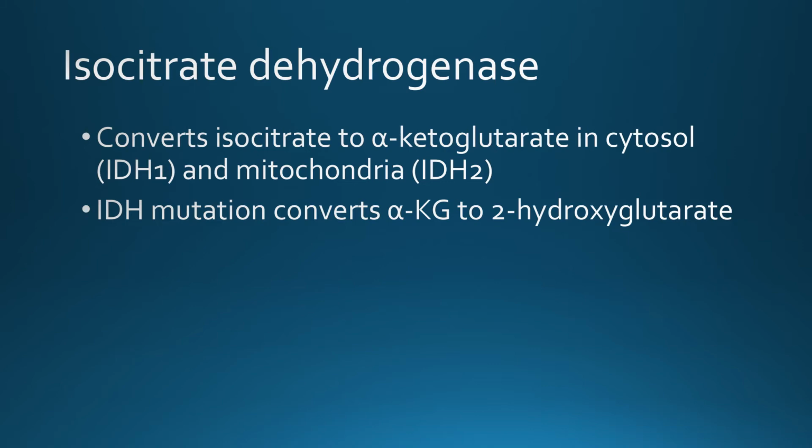Now, the IDH mutation has an additional function that's not found in the regular IDH enzyme. The IDH mutation will also convert alpha-ketoglutarate to 2-hydroxyglutarate. So normally there's no 2-hydroxyglutarate in the cell unless there's an IDH mutation.